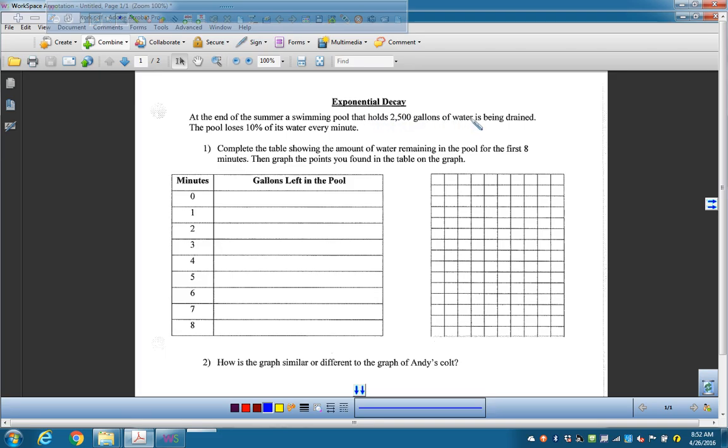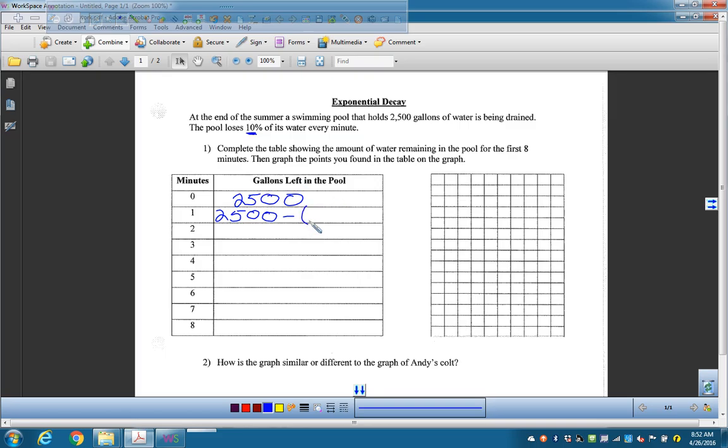Suppose you have 2,500 gallons of water, and it's being drained at a rate of 10% every minute. So after 0 minutes, how many gallons of water is that? 2,500. Okay. But after one minute, how many gallons am I gonna have? I have 2,500 minus what? I have to take 10% of that.